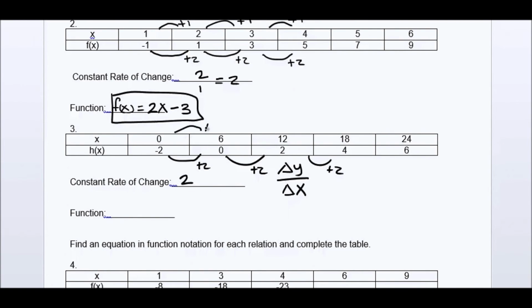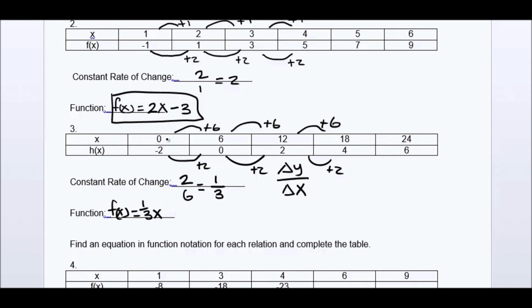From 0 to 6, we added 6. From 6 to 12, we added 6. From 12 to 18, we added 6. So 2 over 6. Now we simplify this. Divide the top and the bottom by 2, and if we divide the top by 2, we get 1. The bottom by 2, we get 3. So now we simplified our rate of change, or slope, to 1/3. So f of x is equal to 1/3 x. Now we're not done yet.